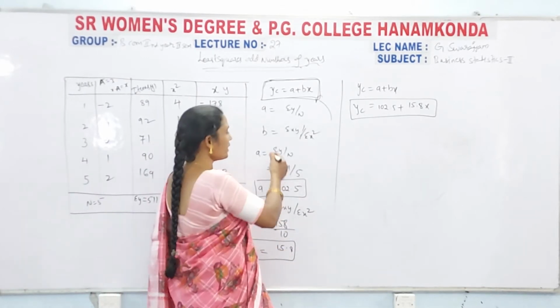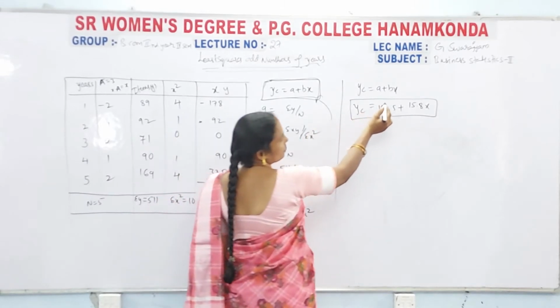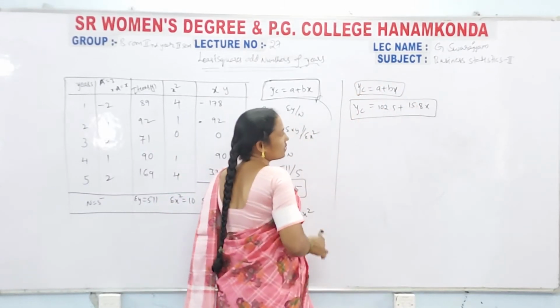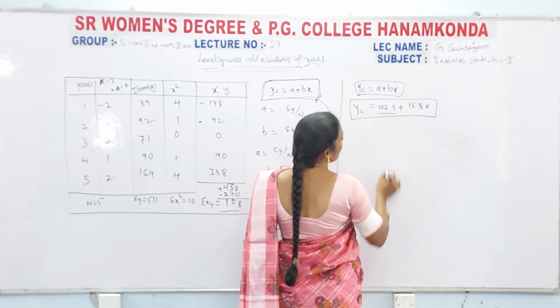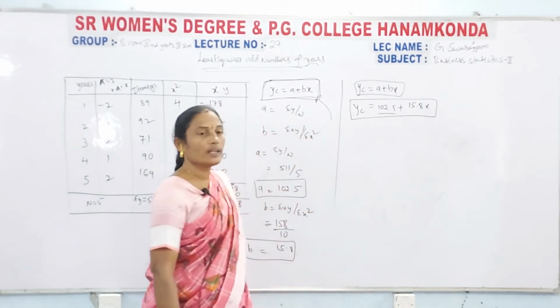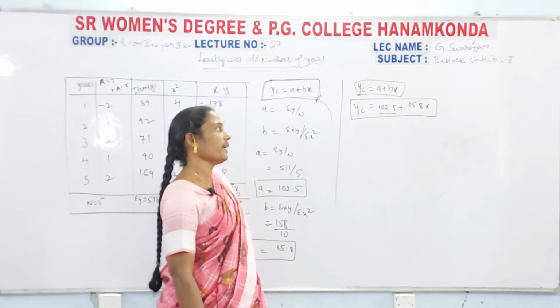Then these two values are implemented in this yc is equal to a plus bx formula. So in this, A value is 102.2, then B value is 15.8x.